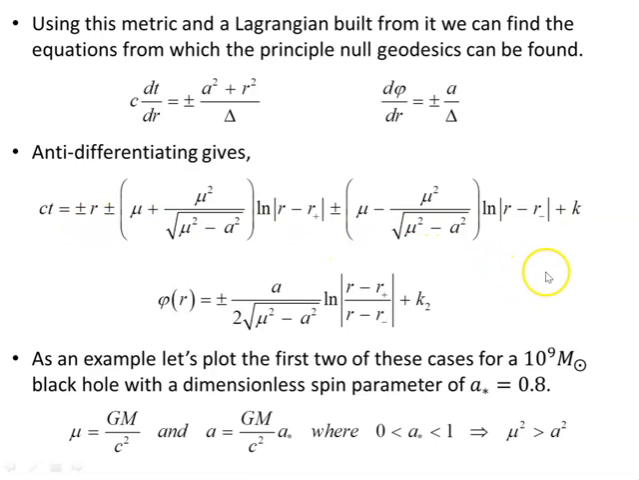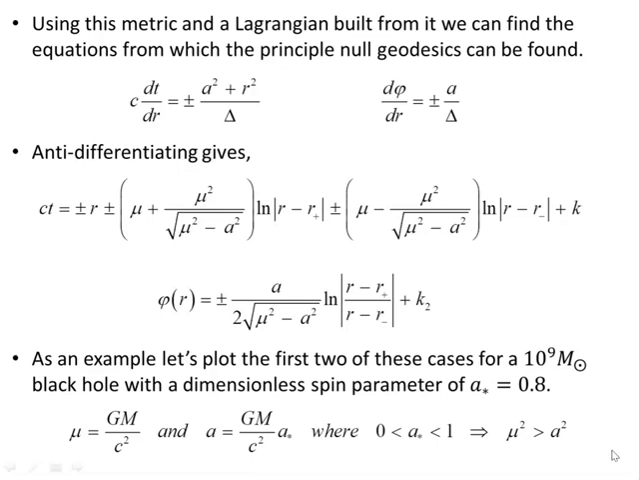All right, now just as an example of these, let's plot the first two of these cases, that's the ingoing and outgoing geodesics in the CT, TR plane, TR surface. As an example, let's plot the first hypersurface, I should say. The first two of these cases for a billion solar mass black hole with a dimensionless spin parameter A star of 0.8. Okay, so mu is GM on c squared, A is GM on c squared times A star. A star is the dimensionless spin parameter. It's going to be between 0 and 1. Here, mu squared is greater than A squared in these cases here. So we don't have a fast Kerr or any of those cases.